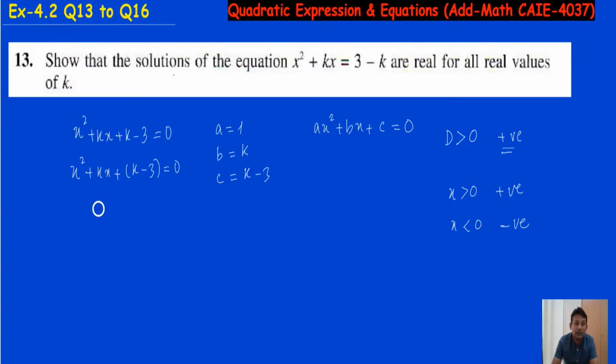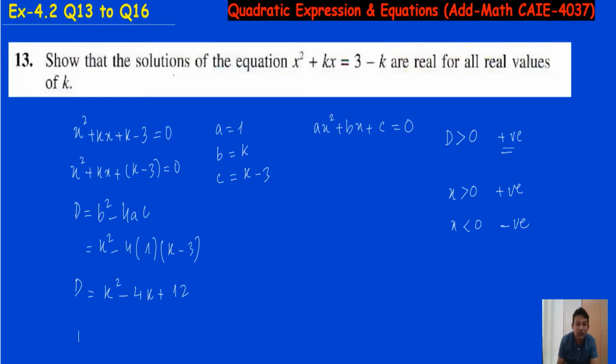So let's check first of all that the discriminant should be greater than 0. I need to find the discriminant first. D is equal to b squared minus 4ac. When we put in the values, b is k, a is 1, and c is k minus 3. So D is k squared minus 4k, and minus minus is plus 12.